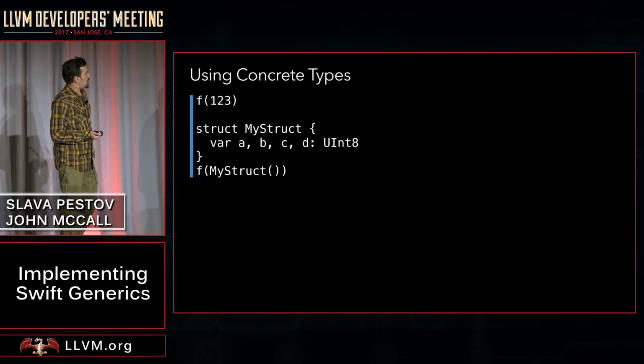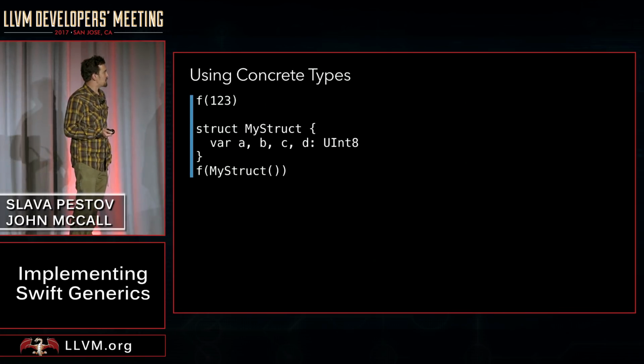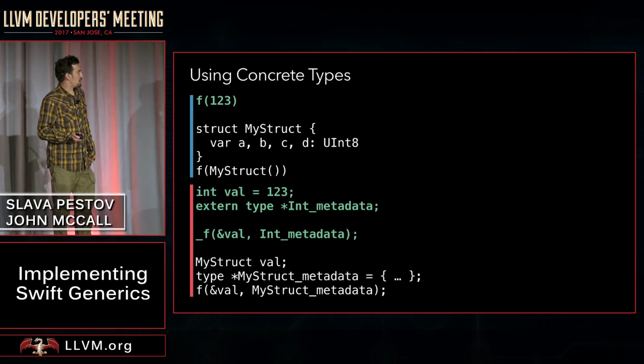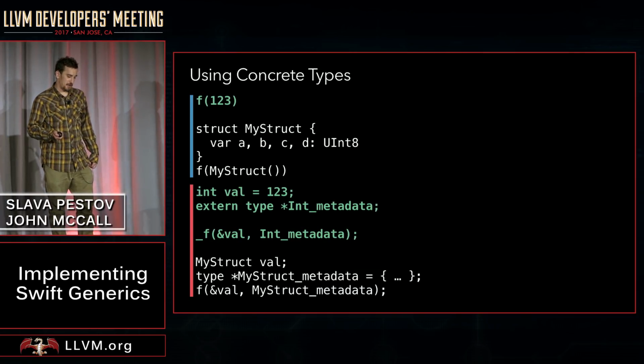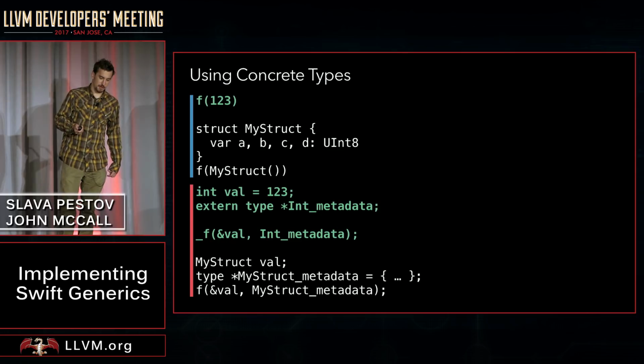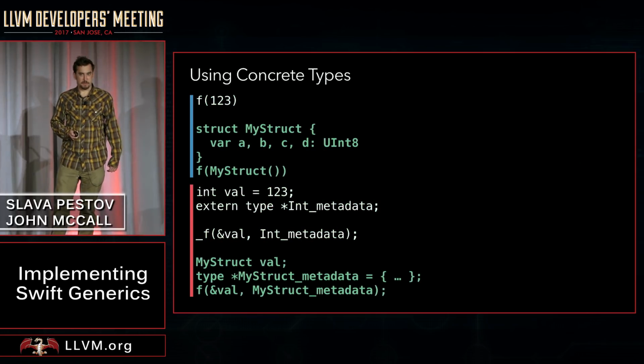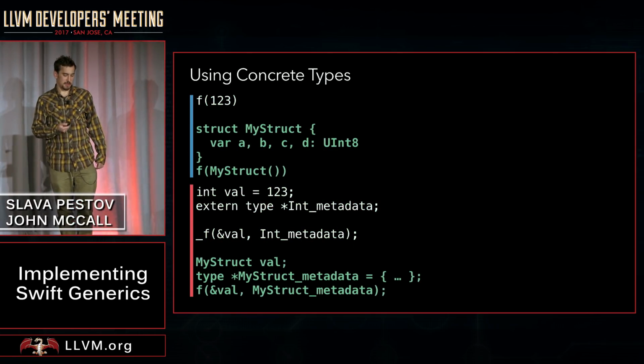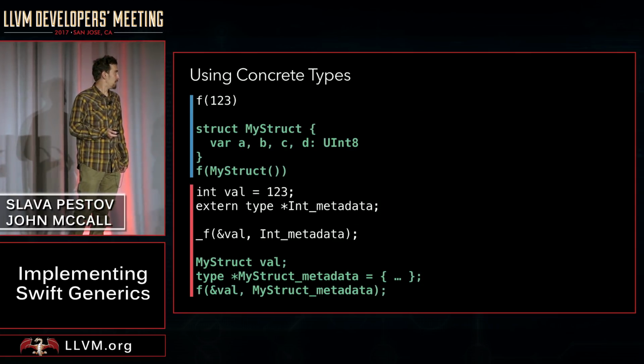So here we're going to call our function with an integer and then a user-defined struct. When I call it with an integer, I pass in that integer metadata, and I pass in the integer value indirectly. And then when I call it with a user-defined struct, it's almost the same thing, except that metadata is part of my program.